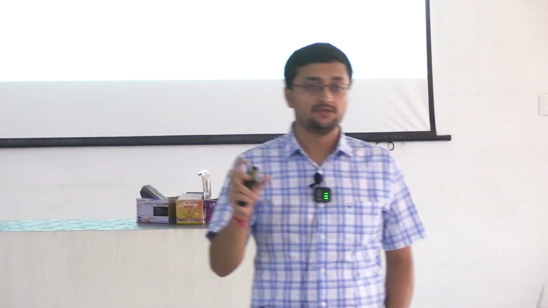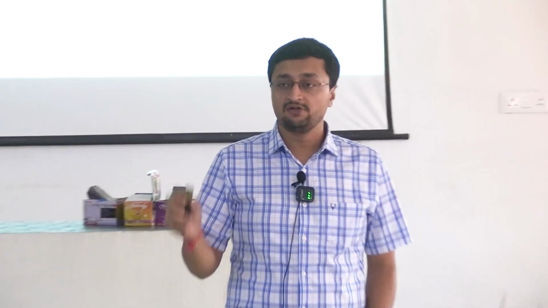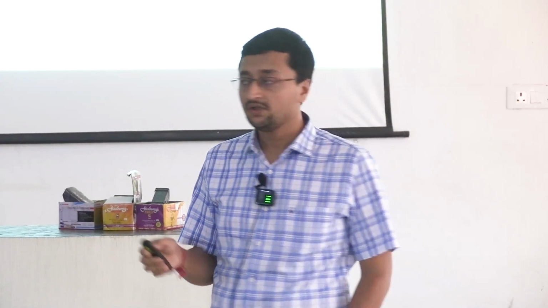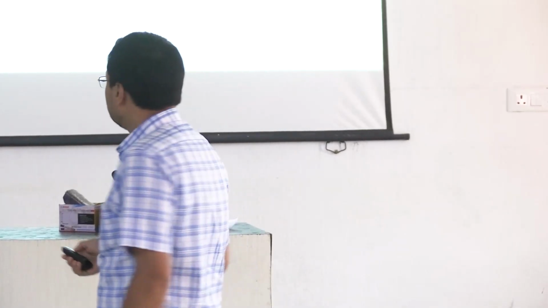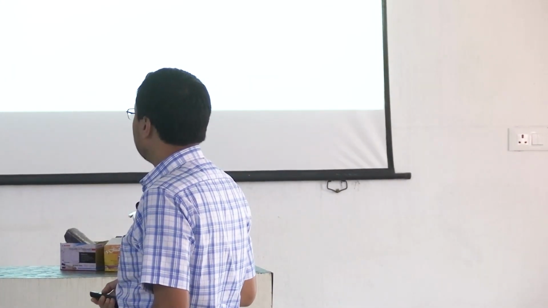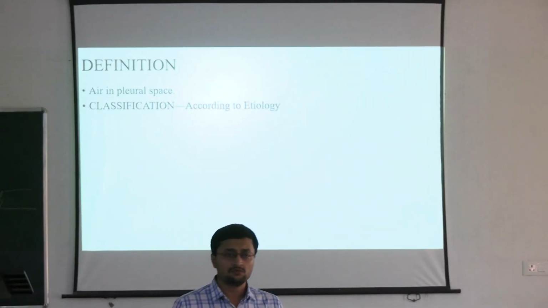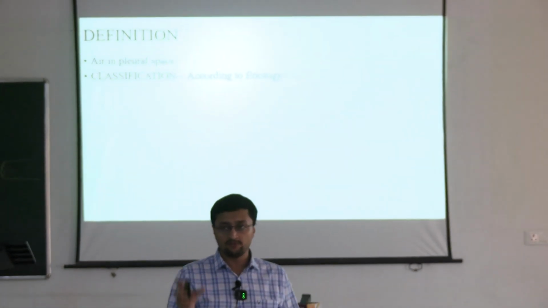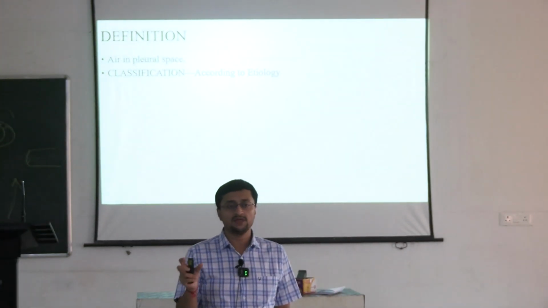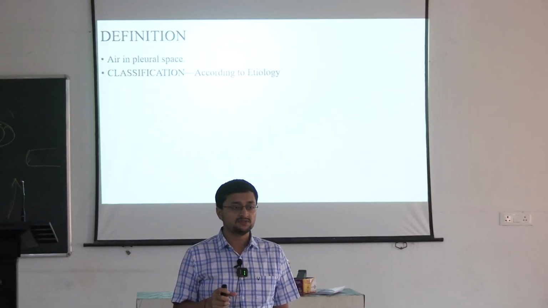So in normal environment, there will be no air trapped in between the two layers of pleura. Okay. So this is the definition, air in pleural space. So why, in normal environment or normal situation, why is there no air normally in between the pleural space?